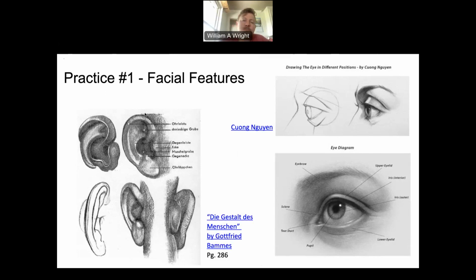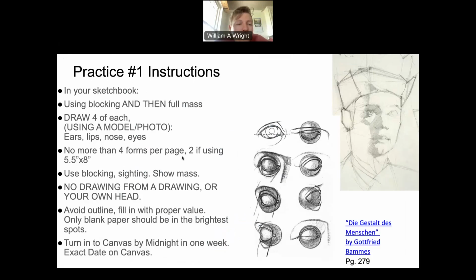Facial features, in this case, we're going to break down for your first practice for this week. You're going to draw things like eyes, noses, mouths, ears. You're going to draw the individual features, and you're going to focus on that. And then next week we're going to put them together into busts. Practice three, which you don't have access to yet, is going to be hands and feet. And then four will be the full figure, all brought together.